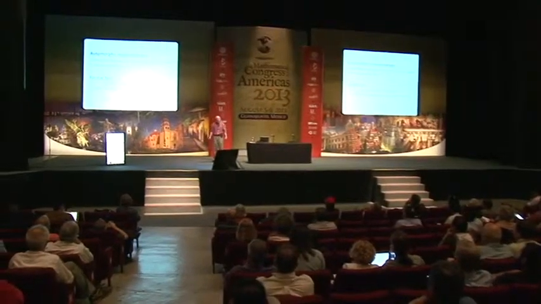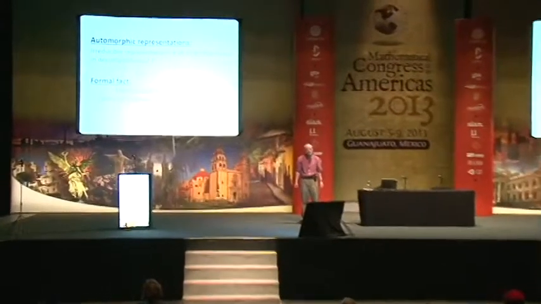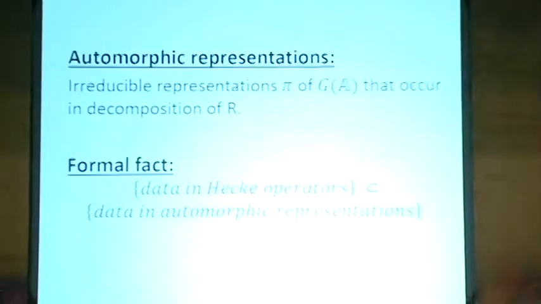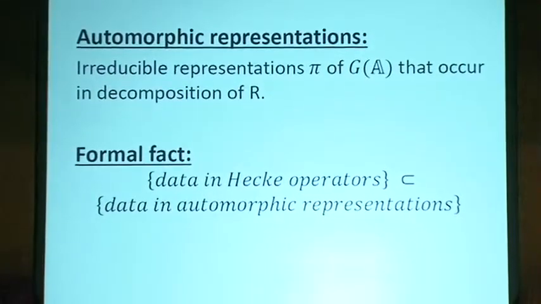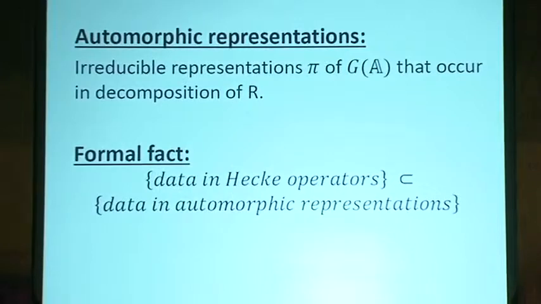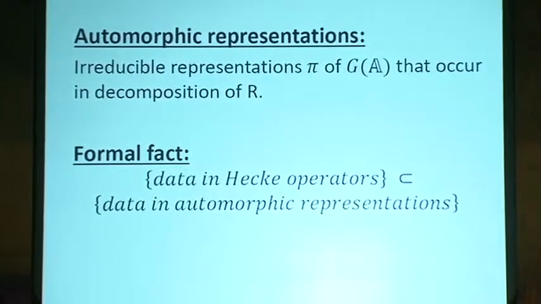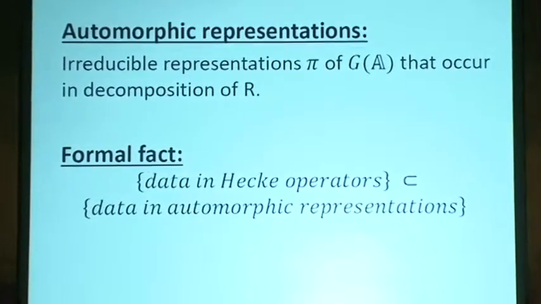Okay, so it's a formal fact, which I will say in a little bit more detail in a few moments, that the data in Hecke operators, these really fundamental and interesting numbers, these eigenvalues of these operators, is actually wrapped up in the data that goes into an automorphic representation, an irreducible representation of G(A) that occurs in the decomposition of R.